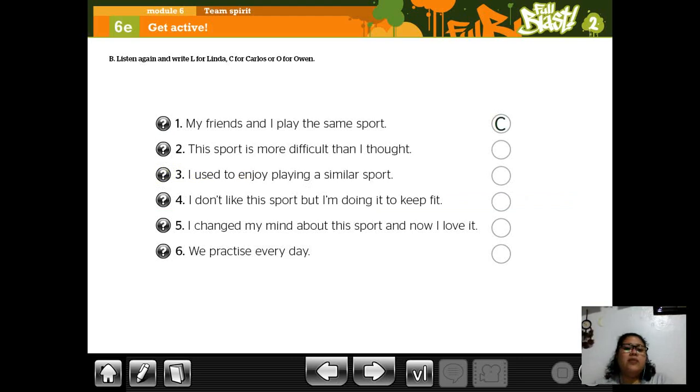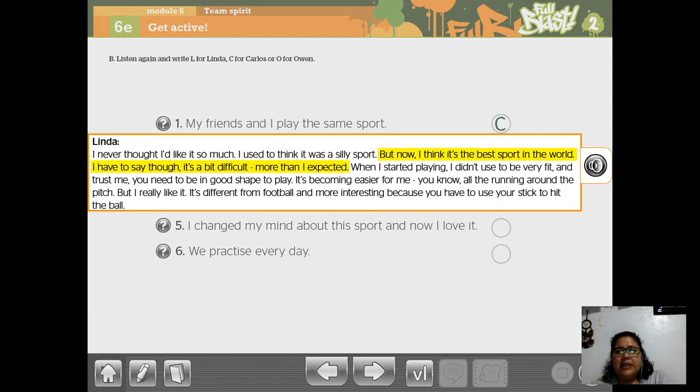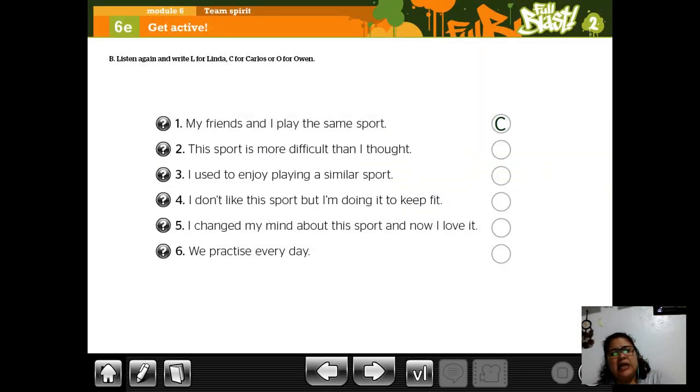The next one, number 2, this sport is more difficult than I thought. But now I think it's the best sport in the world. I have to say that it's a bit difficult, more than I expected. Linda.